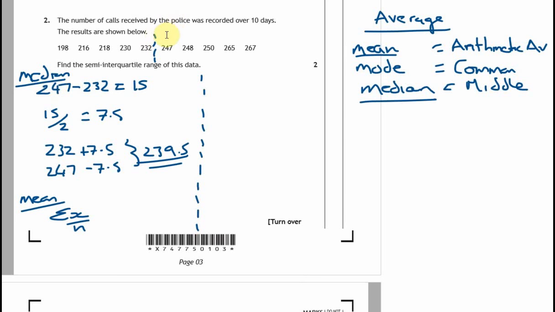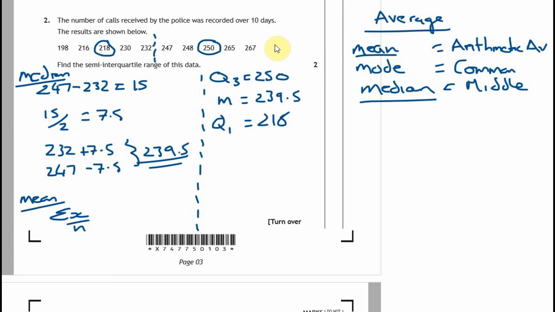So there's our median, and now we've got a bottom data set and a top data set, and all we're looking for is the middle of the bottom and the middle of the top. So the middle of the bottom is obviously 218, and the middle of the top is 250. So I know that Q3 is equal to 250. I actually know the median is equal to 239.5, although it doesn't really matter. And I know that Q1 is equal to 218.